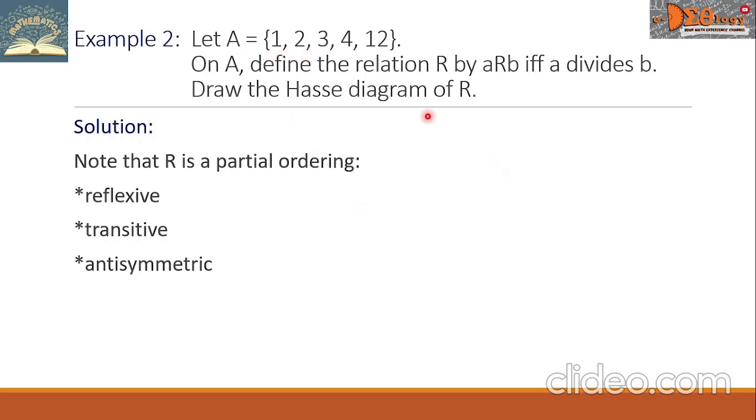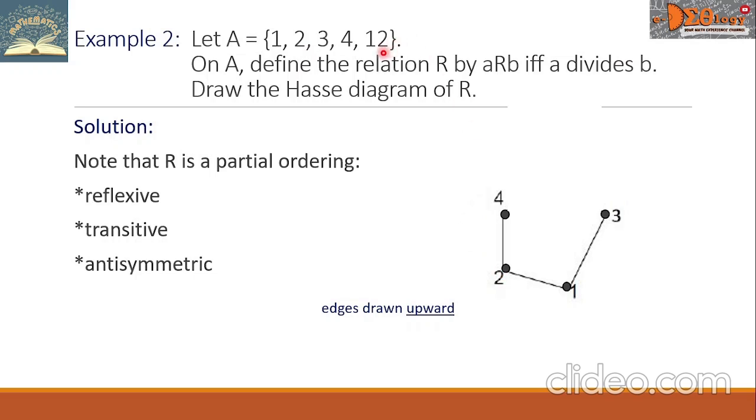Let us now draw the Hasse diagram. Let's begin with the smallest element, that is 1. We have here the dot 1. Then we have the 2. We connect 1 to 2. Remember, we draw the edge upward. Then we have the element 3. We connect 1 to 3. There is no connection between 2 and 3 because 2 does not divide 3. Next, the element 4. This 4 can be divided by 2, so we connect 2 to 4.